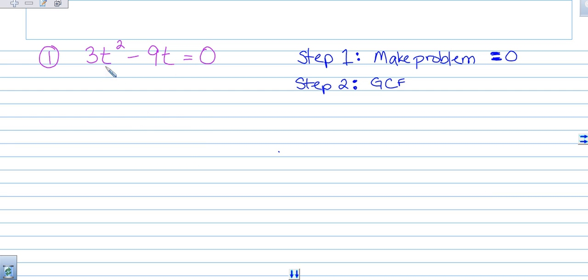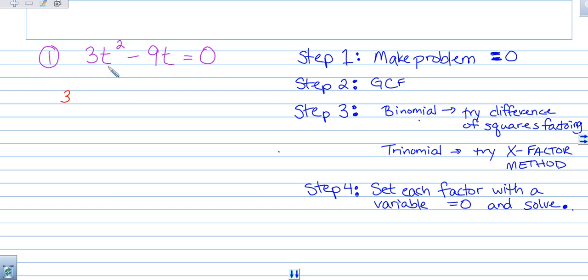So first you look to see, do they have any numbers in common? Well, both 3 and 9 have a greatest common factor of 3, so you'll pull a 3 out. Then they both have a t, so you can pull at least one t out, and the smallest exponent is 1, so that's the one I'll take out. And then what's left over? Well, 3t times t equals 3t squared, and 3 times negative 3 is negative 9, and then we don't need a t, and that equals 0. Well, this looks like example 6 from the previous question, and so you'll set 3t equals 0, and t minus 3 equals 0.